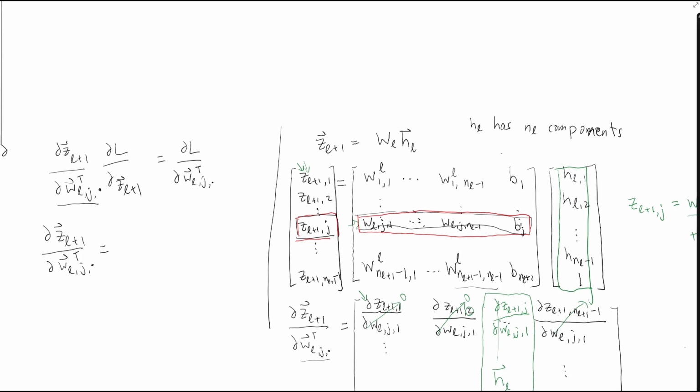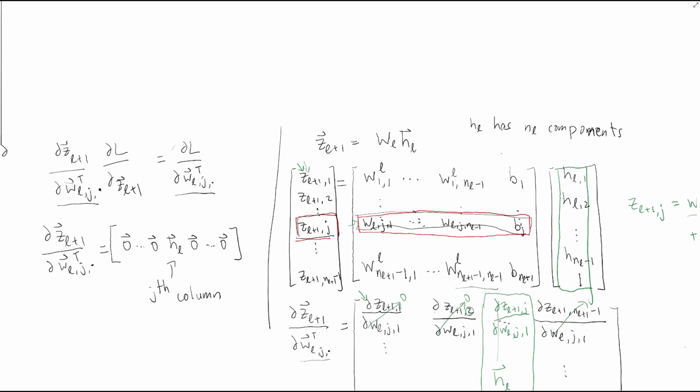Okay, now going back to using black. So this is going to be a matrix of all zeros. So now I'm going to use vector notation, zero vector, until you get to the jth column. In the jth column, you're going to have HL, and then you're going to continue with all zero columns. So this is the jth column. Okay, so now we're basically done. So we have now computed the partial L, partial WLJ dot, which is this thing here, which we need in order to do gradient descent. And that is going to be given by this matrix multiplied by partial L, partial ZL plus 1.